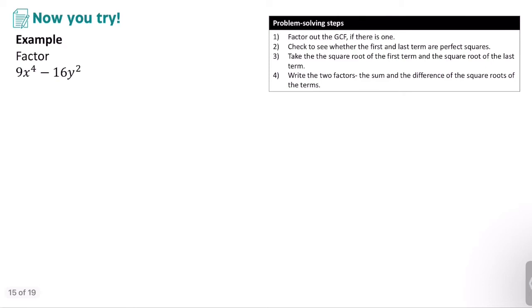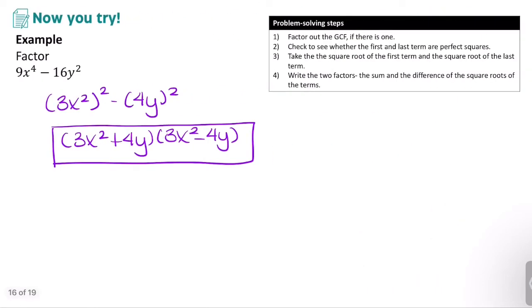So now you can go ahead and pause the video and try doing this example on your own. So once again, you see we have even exponents, so that gives us a clue that these are perfect squares. 9 and 16 are also perfect squares because they're on our chart. So the square root of 9 is 3, half of 4 is 2, so we have 3x squared. And then the square root of 16 is 4, and then half of 2 is 1, so we have 4y squared. So when you write it as the difference of squares, we have 3x squared plus 4y times 3x squared minus 4y.